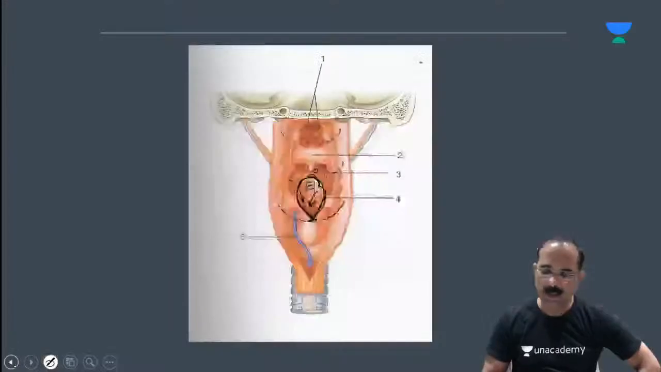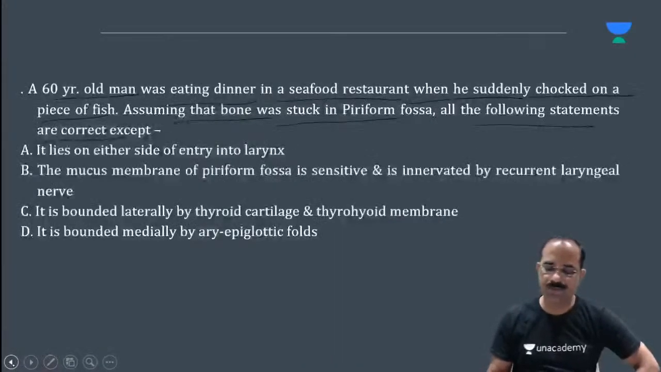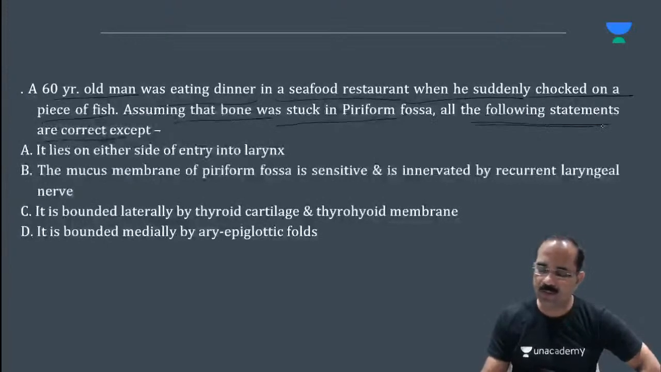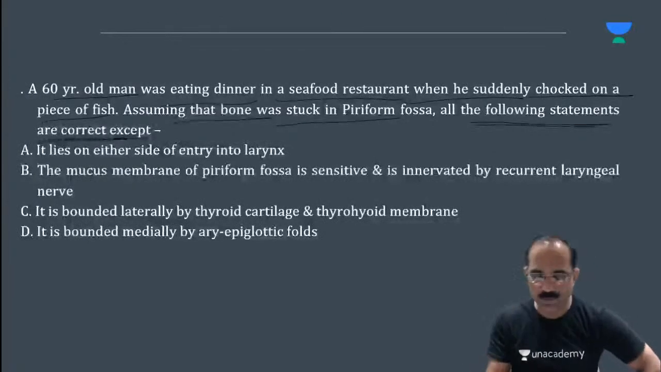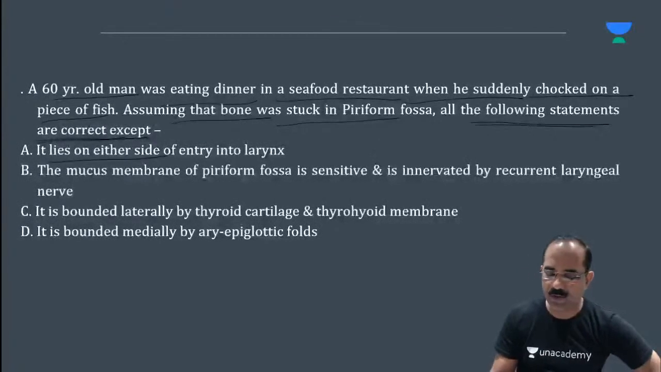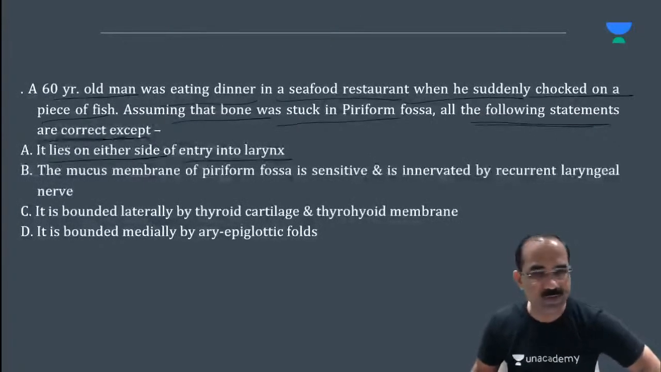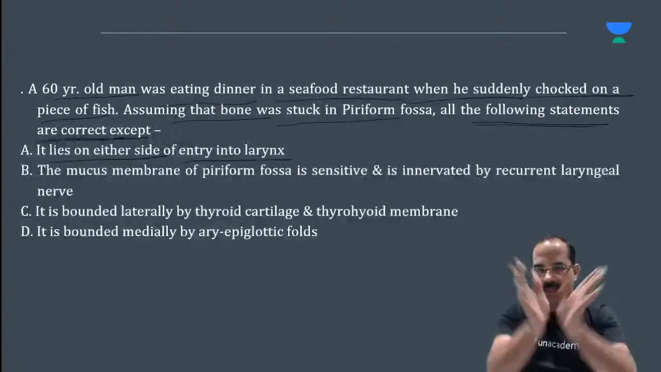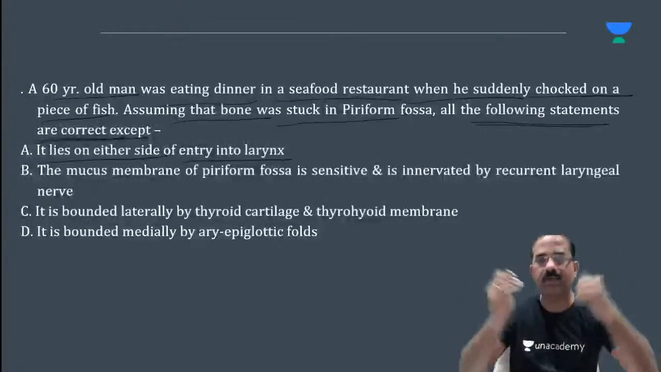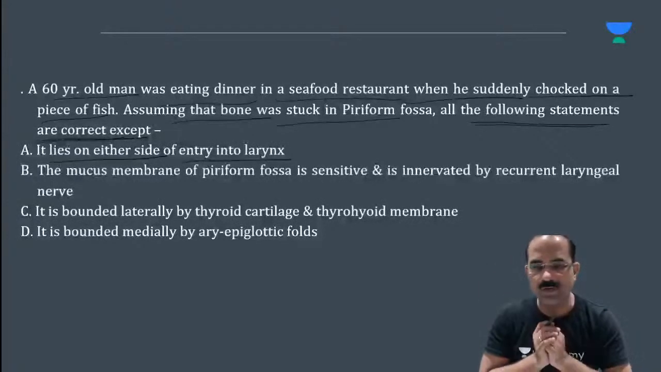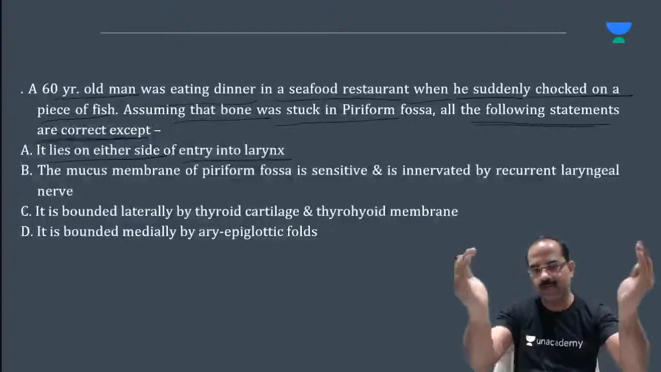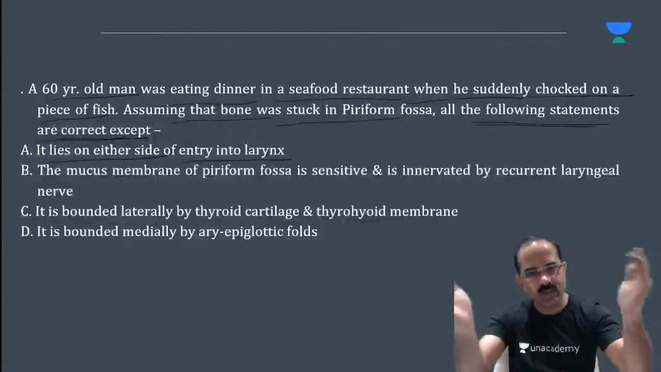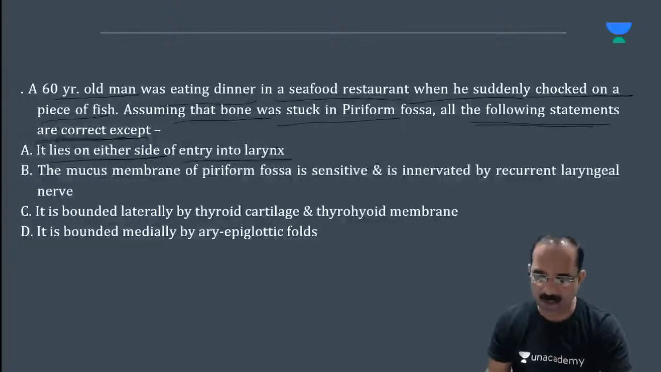That's it. So coming back to the MCQ, students. All the following statements are correct except about the pyriform fossa. It lies on either side of the entry of the larynx. What do you say? Correct? That means it lies between the aryepiglottic folds and the thyroid cartilage. That's the pyriform fossa. So it lies on either side of the entry into the larynx.